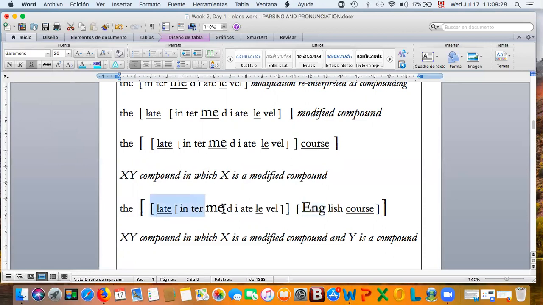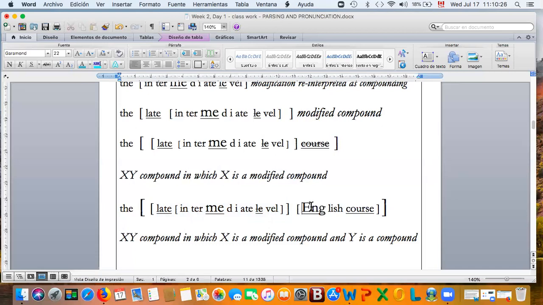Now, remember the general rule. The modifier will be lower than the modified element. That general rule doesn't change. But we might have to change what's going on inside the modifier. So we want all this here, this modifier, to be lower than the compound, or at least lower than the highest accent in the compound. What does that give us? Well, I hear something like the late intermediate level English course. This doesn't really change. It could be the late intermediate level course or the late intermediate level English course.